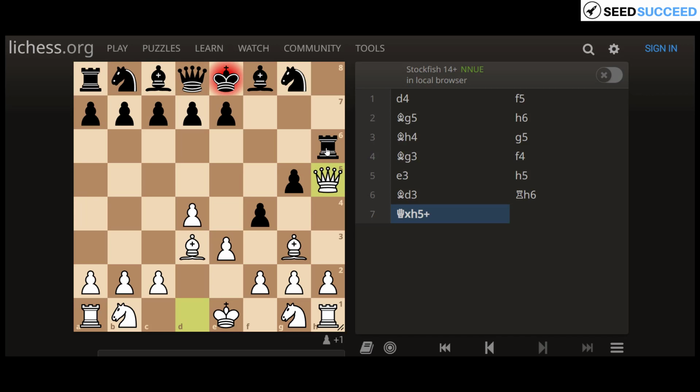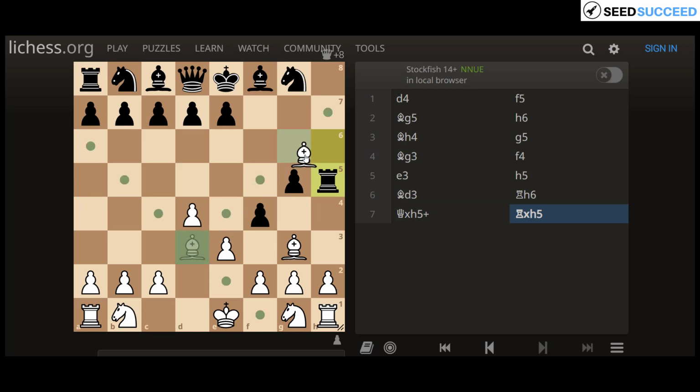So black has to play now. The black rook captures the queen. So we would write capital R into h5, or the piece which was on h5, or we can also write capital R into Q h5.